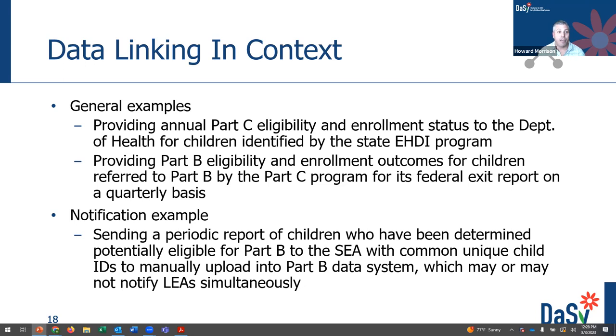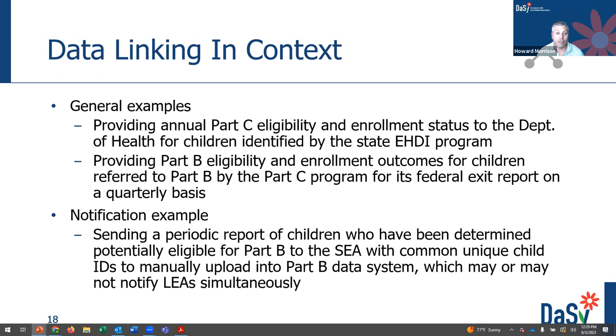For data linking, some general examples are providing annual Part C eligibility and enrollment status to the Department of Health for children identified by the State Early Hearing Detection and Intervention Program. In this case, EHDI would first provide a list of children to Part C on whom it needs updated Part C data. Then Part C links its own data to the EHDI list at the child level, and the linked data set is shared back to EHDI. Another example would be providing Part B eligibility data and enrollment outcomes for children to Part C by the Part B program for its federal exit report on a quarterly basis.